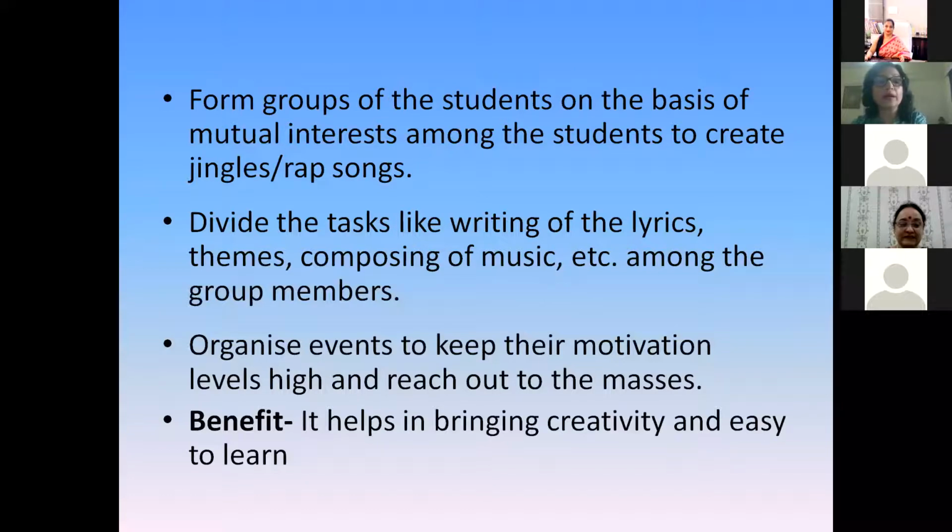They can organize events to keep their motivation level high and reach out to the masses. They can take such themes which are related to the society, like cleanliness, like COVID, how we can save ourselves. And you must have seen that nowadays many schools are displaying songs and raps on Facebook also, made by the school and the children themselves. So it will help in bringing creativity and things will become very easy to learn.